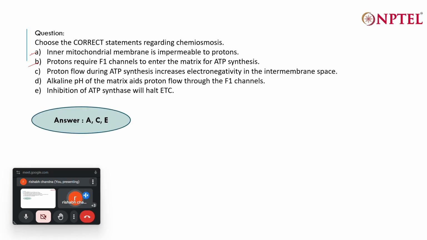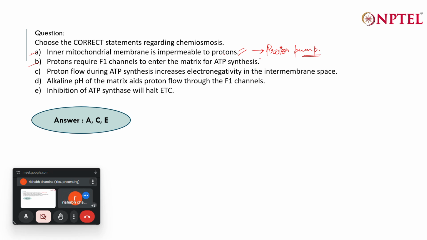Okay. So the correct answer is A, C, and E. The inner mitochondrial membrane is impermeable to protons. Yes, this is correct. That's why we require the proton pump to pump the protons. Then protons require F1 channels to enter the matrix for ATP synthesis.